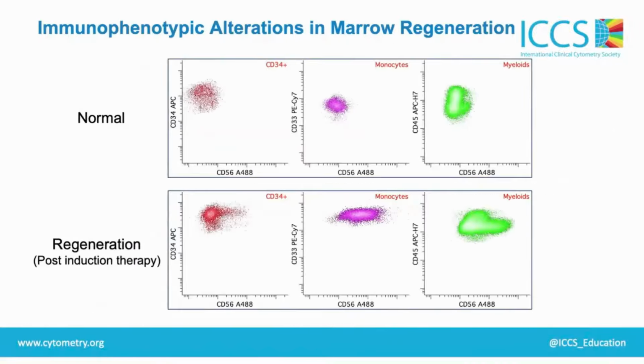In the setting of post-induction therapy, comparing to the normal marrow on the top, in the post-therapy marrow, the monocytes and maturing myeloid cells have variable CD56 expression, which is not present in the normal marrow. A small subset of blasts also express dim CD56. CD56 expression can be seen in marrow regeneration and is often present in both myelomonocytic cells and blasts.